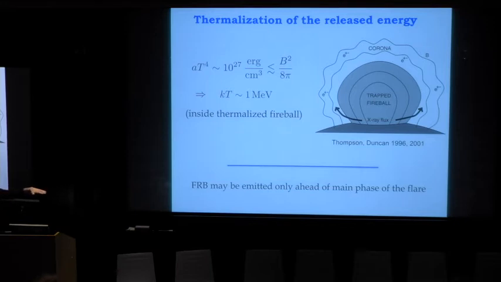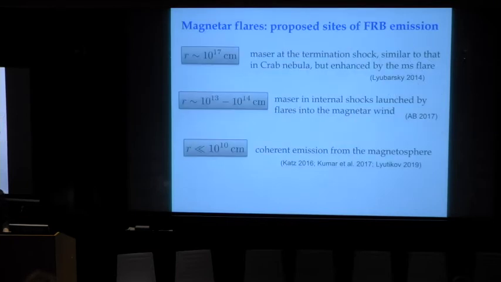It has to come ahead of the thermalization, of course, because once you have too much plasma, when it's thermalized, you cannot produce an FRB. So it has to come early enough ahead of it. Okay. Now, where can it come from? There are three possibilities that have been discussed so far.